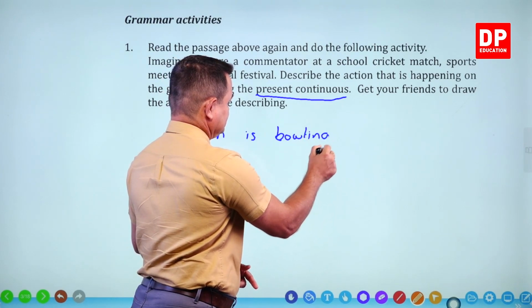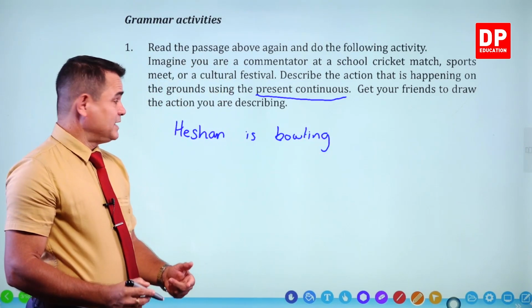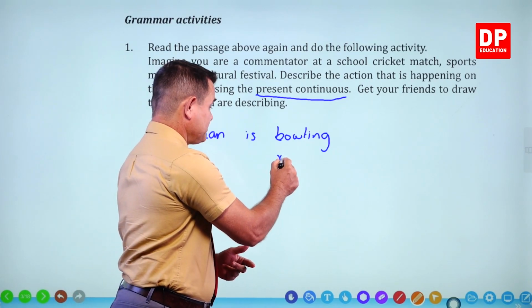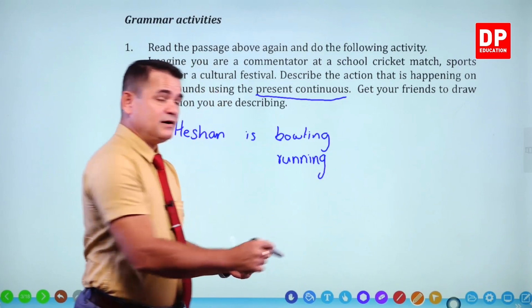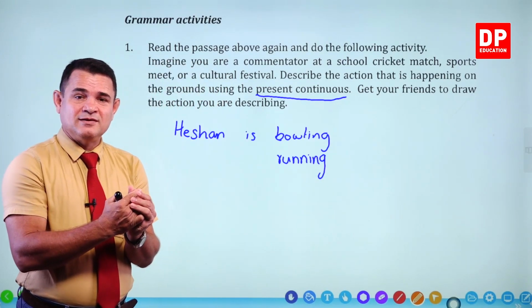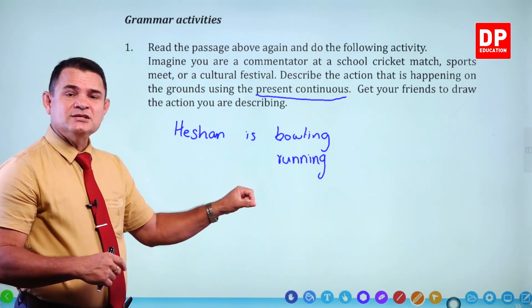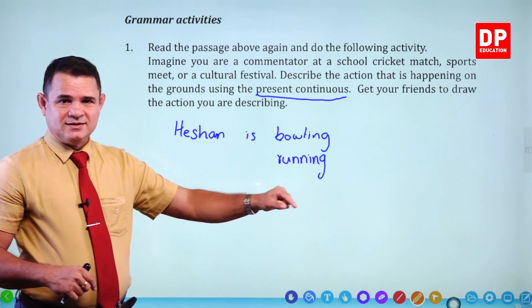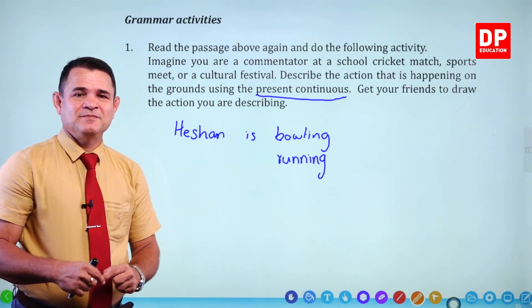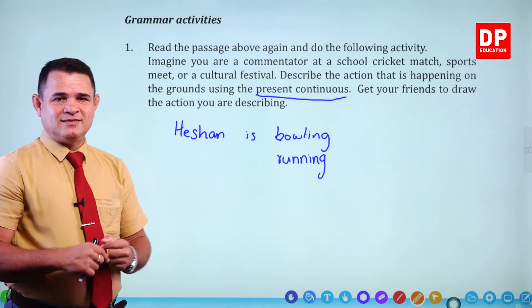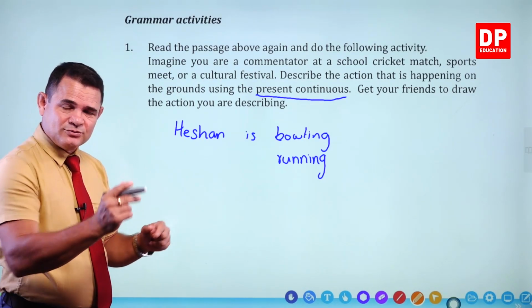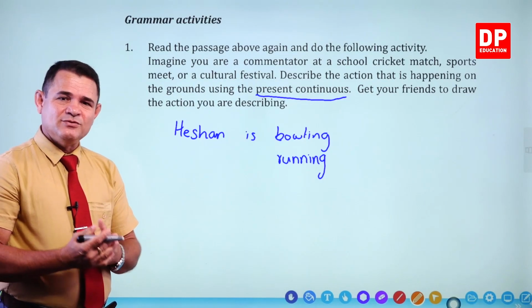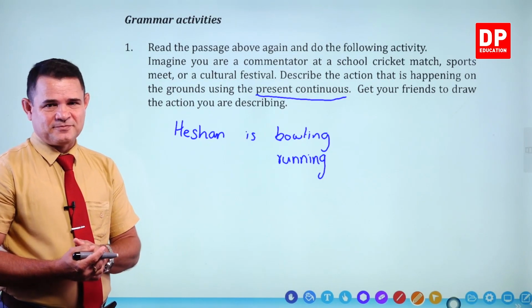Oh, he is running, or he is catching the ball, or Dushan is batting, right? And then your friends will draw it. So you can do that activity. You say it and your friends draw it. They have to draw nicely with stick figures. Then you can do it with your friend.